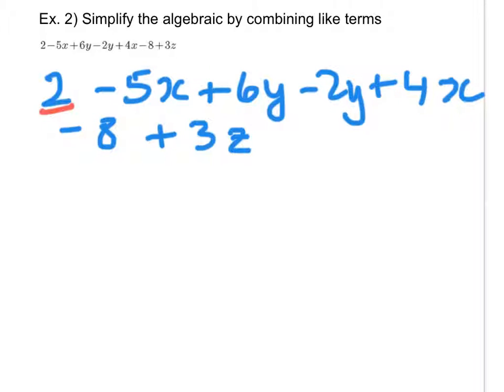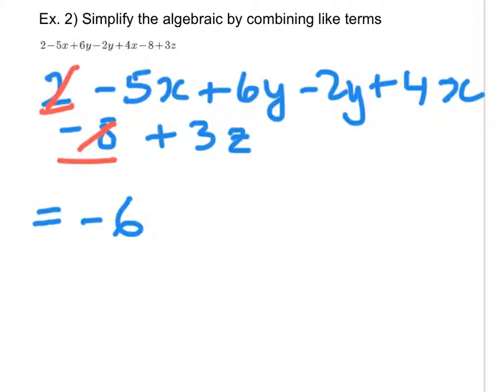Now, look at other numeric terms. We have 2, okay, minus 5, no, plus 6y, no. Keep looking along. Where's the next numeric term? It's minus 8. So we can combine those. 2 minus 8 gives us minus 6. Now, so they're gone. We've combined them.